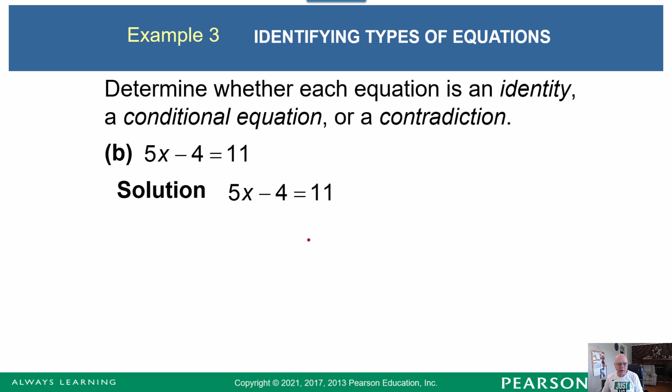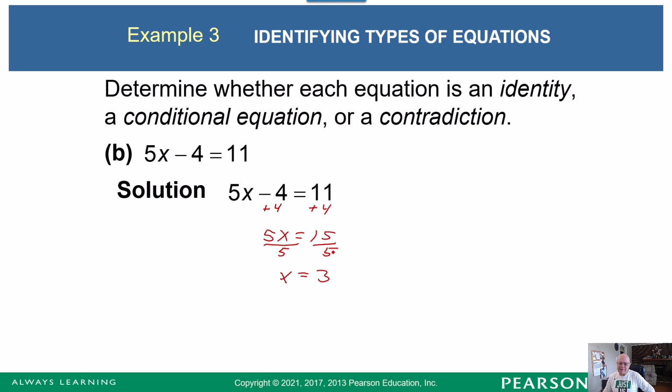Next, what kind do we have here? Well, here's our 5x minus 4 equals 11. We'll add 4 to both sides. That'll give us 5x equals 15. Divide by 5. x equals 3.